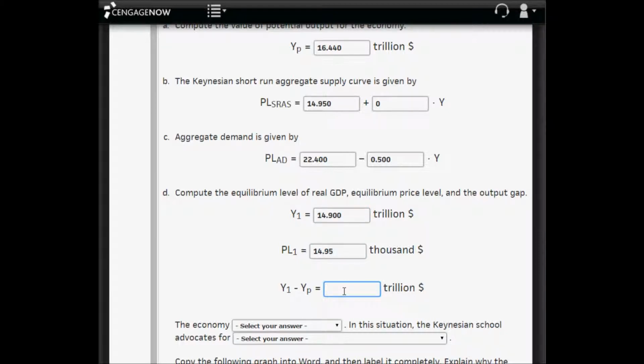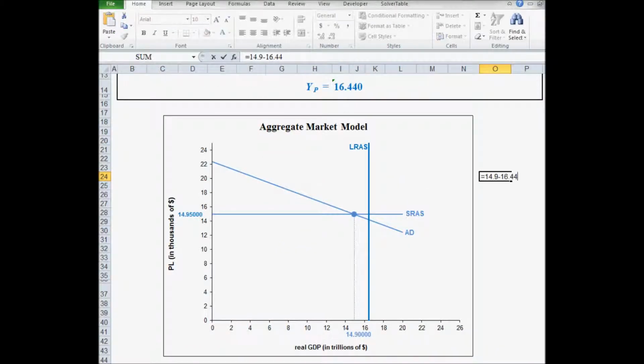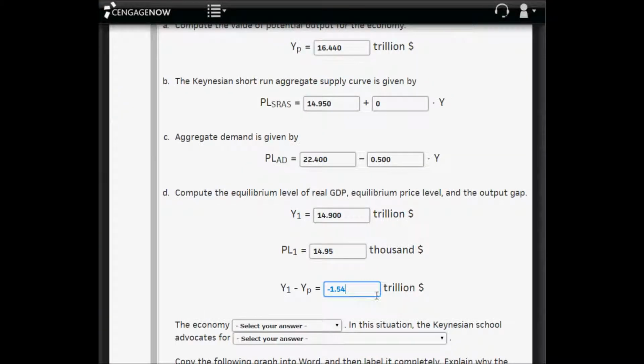$1,000. The output gap is equal to the value of GDP, in this case $14.90 trillion, and potential GDP, which is $16.440 trillion. I'm going to copy that into Excel to compute that difference. So the output gap is negative $1.54 trillion. So the economy is in a recessionary gap because the gap is negative. Real GDP is less than what it should be. In this situation, the Keynesian school advocates for a cut in taxes and or an increase in government spending.